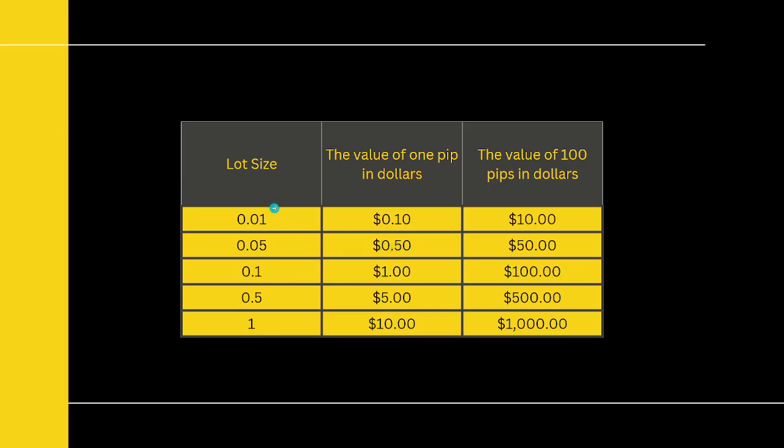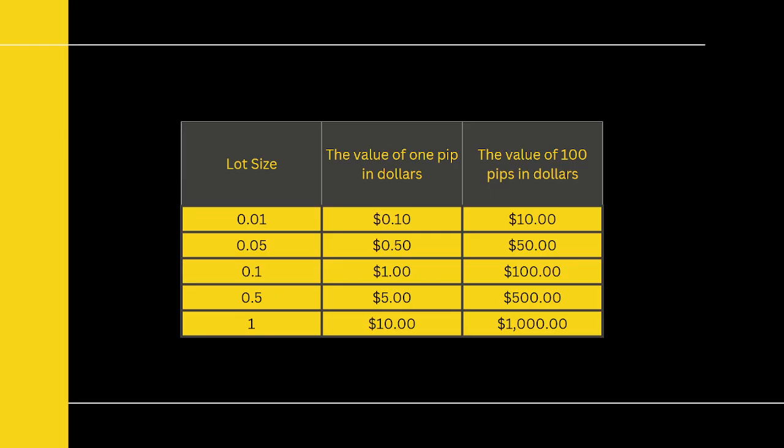The least you can go is 0.01 lot size. This is the minimum you can go anywhere. And when using this lot size, it means each pip is $0.1, which means that a total value of 100 pips is equal to $10. You can take a picture of this.